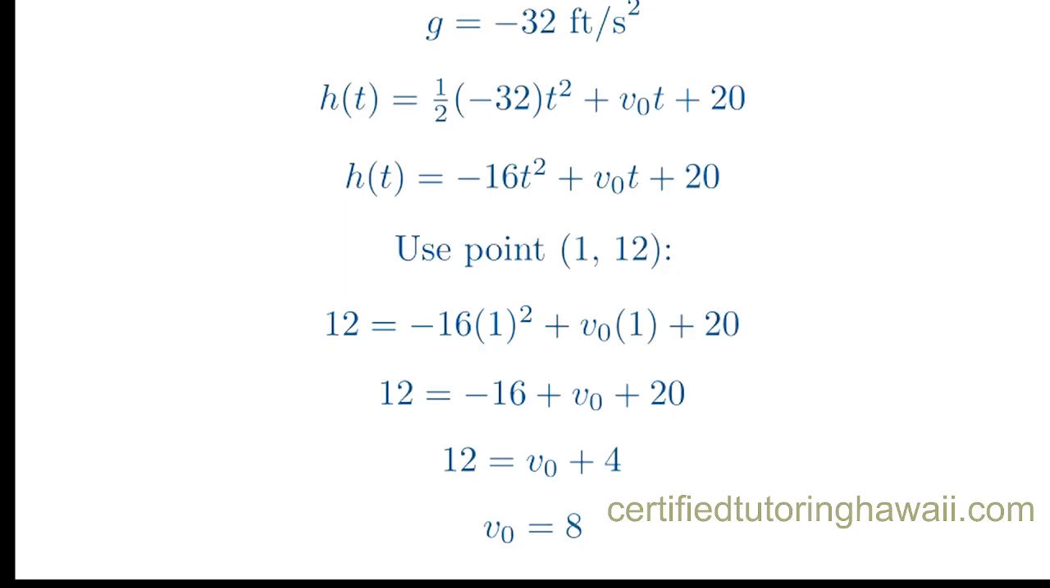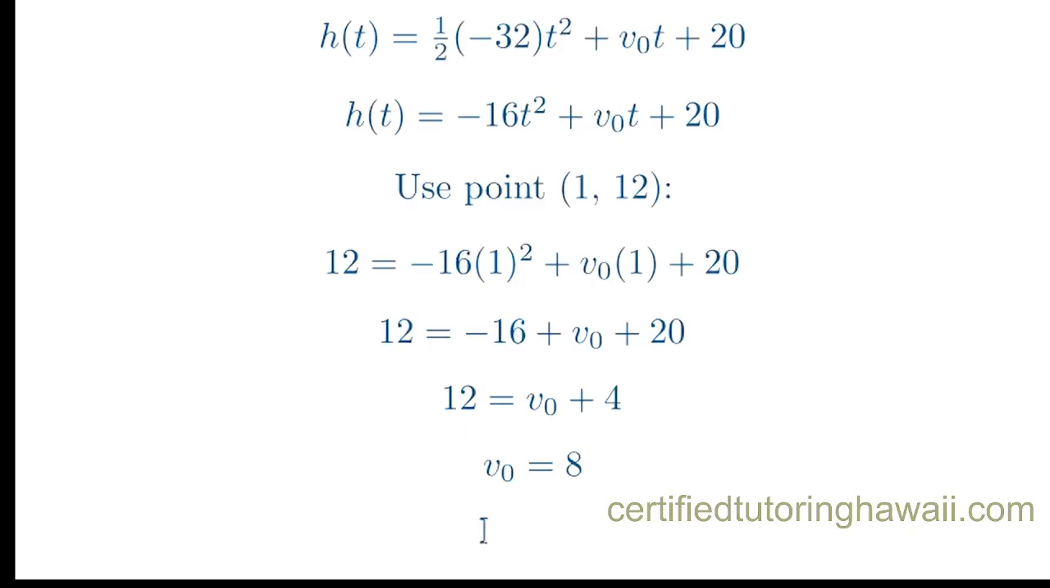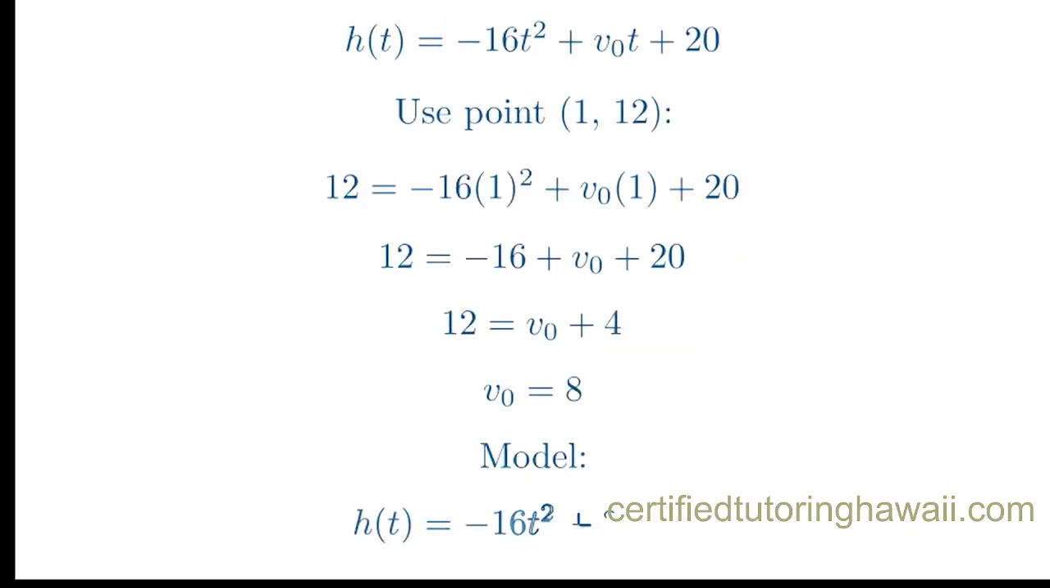Solving for v0, we get 12 equals v0 plus 4, which means v0 equals 8. Therefore, we have our complete model. The height of the diver at any time t is modeled by h of t equals negative 16t squared plus 8t plus 20. This is how we can construct a polynomial model using contextual clues and prior knowledge.